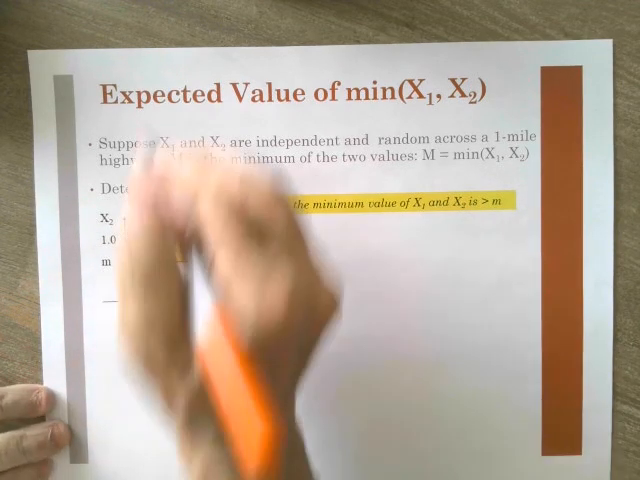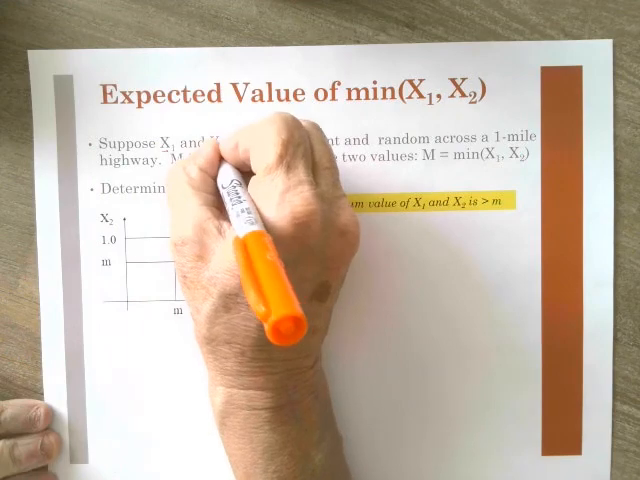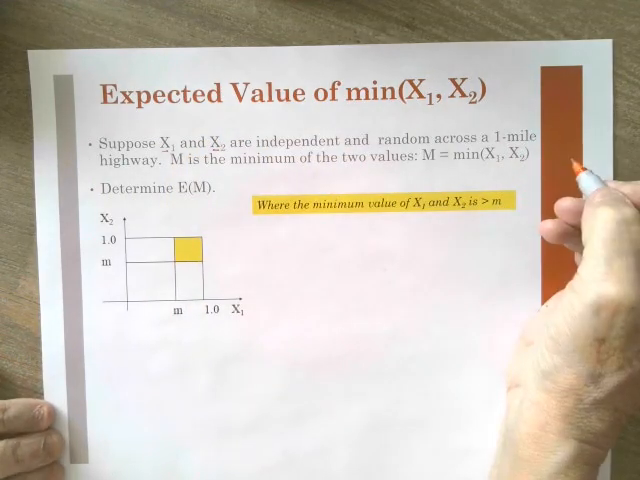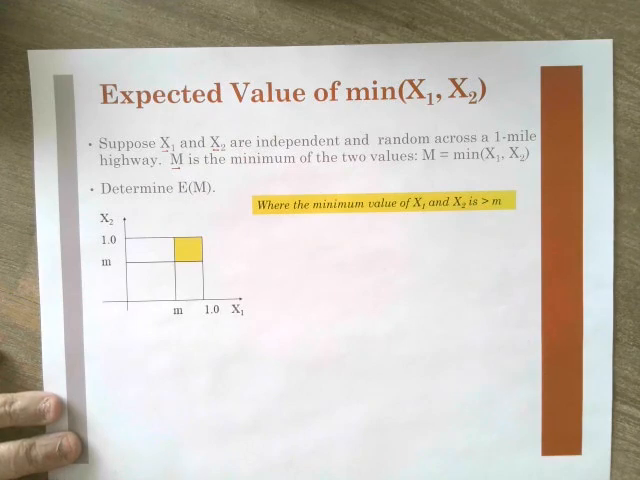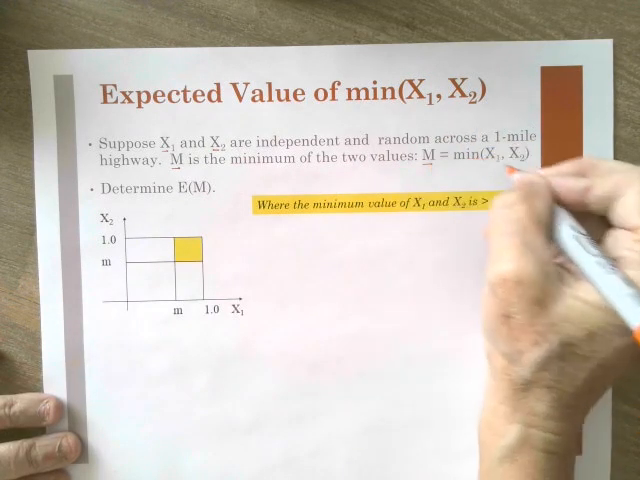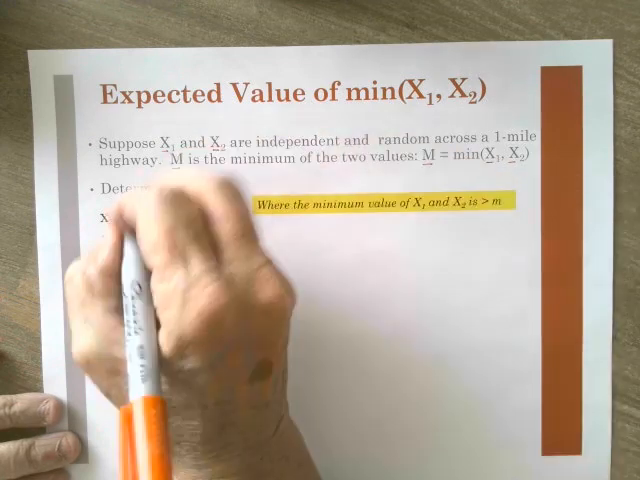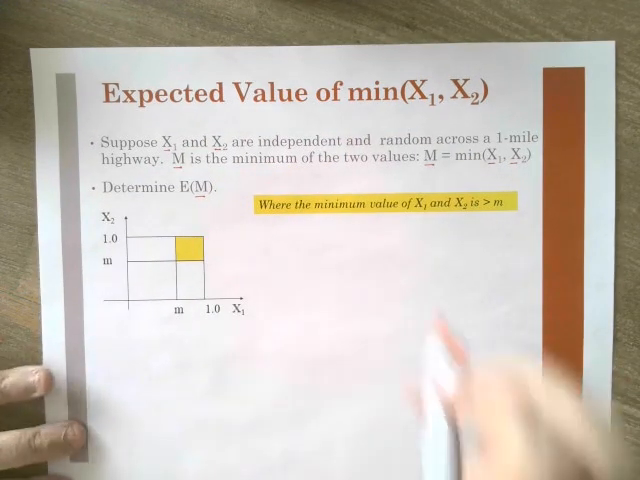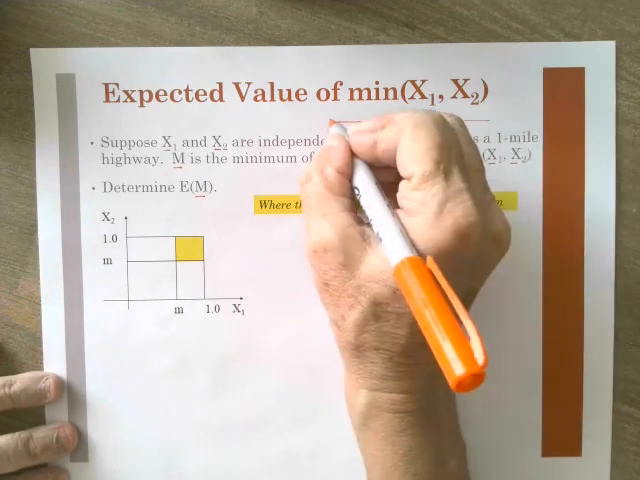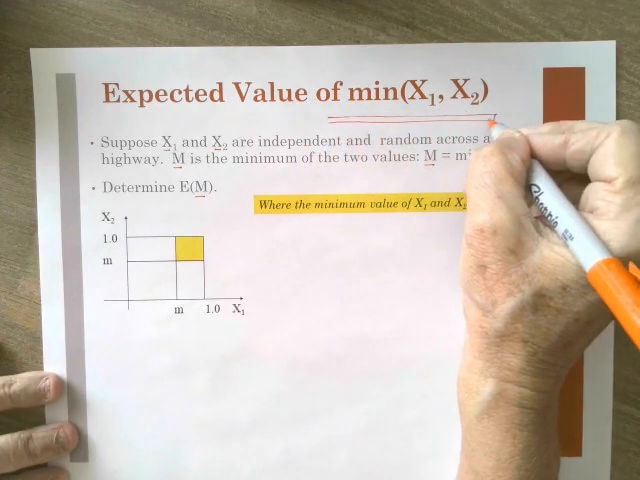So now I'm going to take 2 random variables across a 1 mile highway. I'm going to let M be a new random variable. It's going to be the minimum of those 2 values. So capital M is the minimum of x1 and x2, and I want to determine the expected location of that minimum.